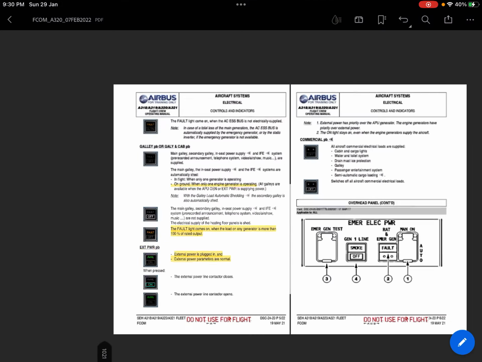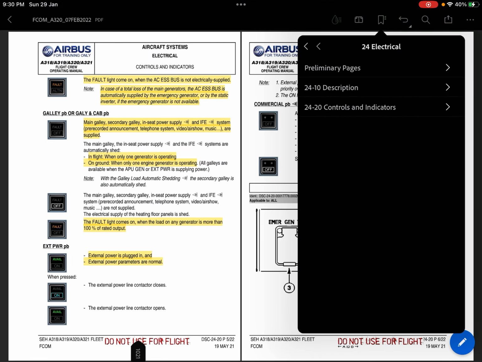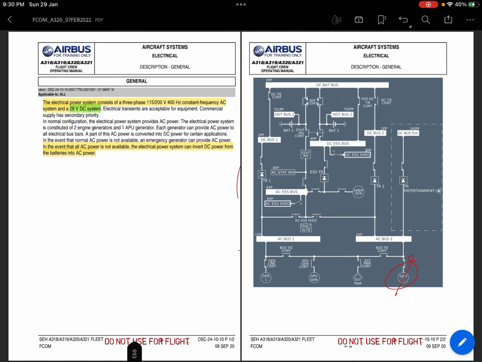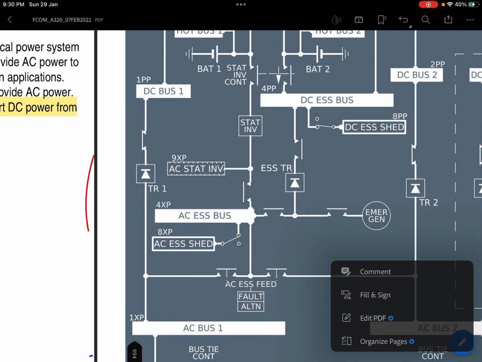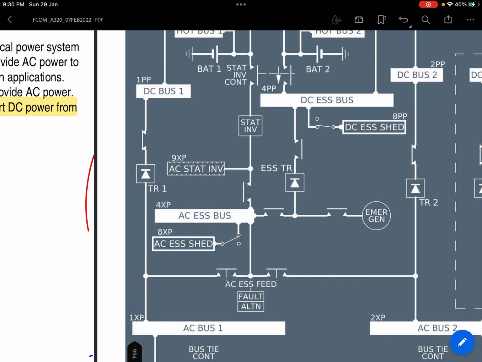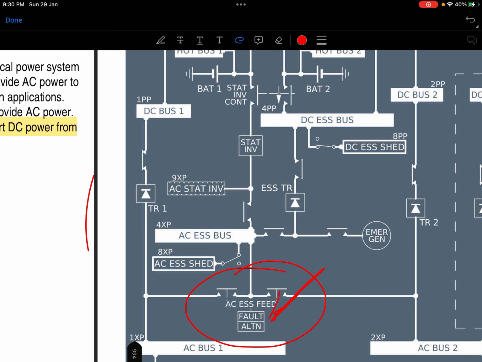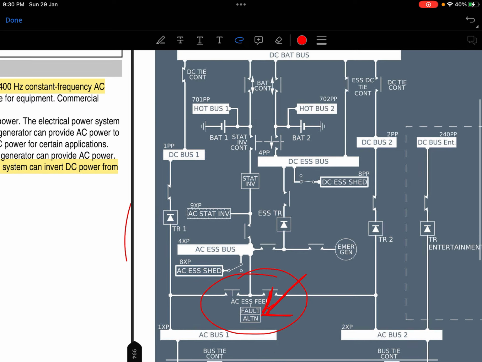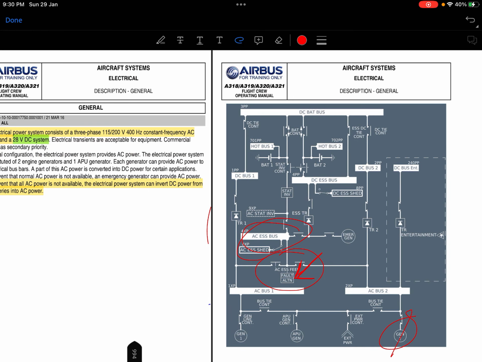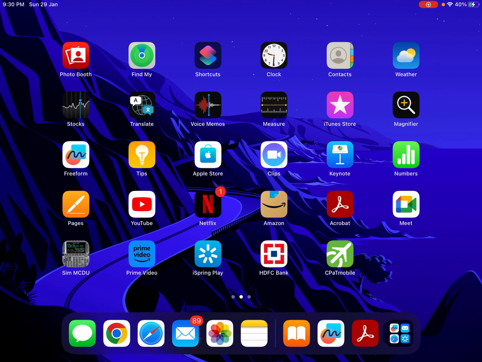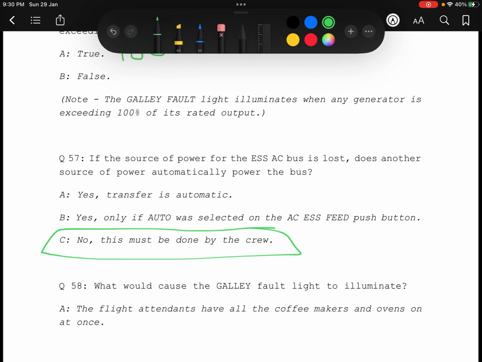No. Let me show you again. We'll go to the same main diagram we were talking about, and there is an AC ESS FEED push button, right? This AC ESS FEED push button needs to be pressed so that the system can use the alternate AC bus to supply the AC essential bus and AC essential shed, right? Correct.